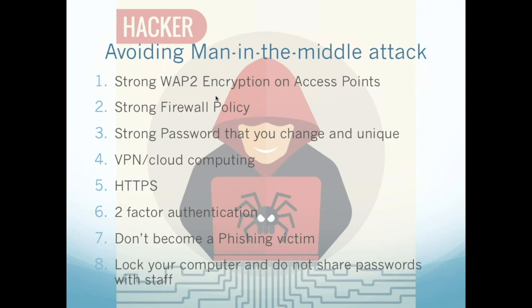So let's go over the list of things to do. You want to have strong WPA2 encryption on your access point. The access point is your Wi-Fi at home or at the office. You want to make sure that it has good encryption on it. You want to have a strong firewall and a strong, unique password.